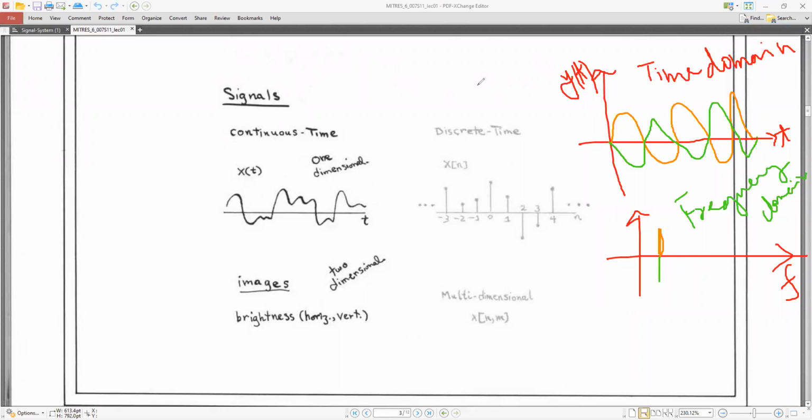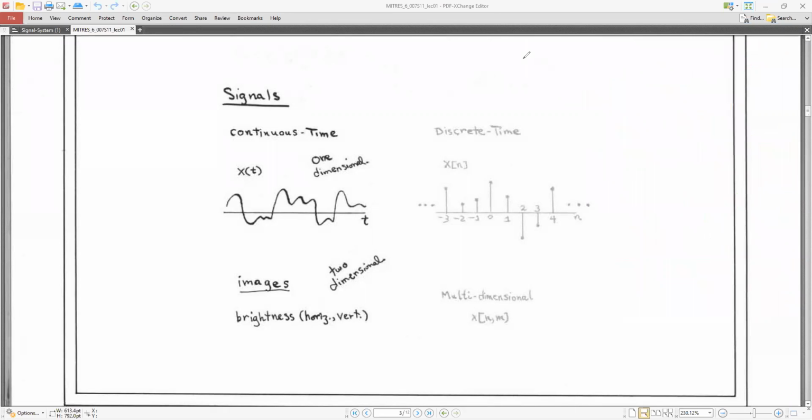That means if you have multiple signals, then you'll see a pulse. Some pulses will be there. Okay, a pulse train. You'll see the pulse train at different times. That is the frequency domain.